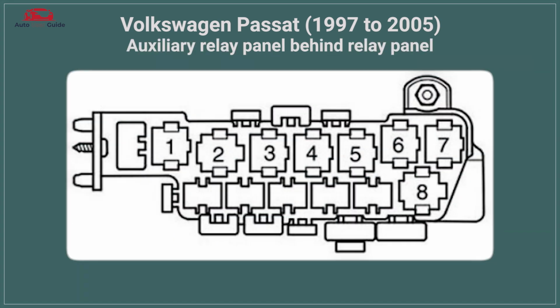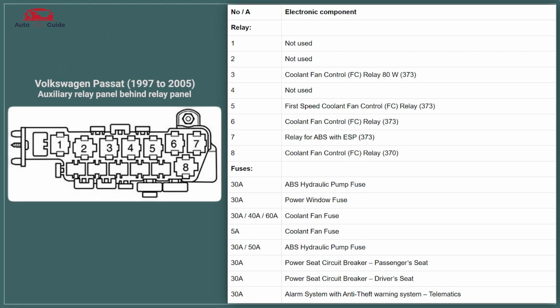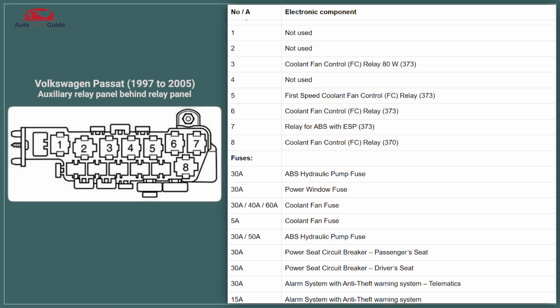The auxiliary relay panel behind the main relay panel in the Volkswagen Passat, 1997 to 2005, supports additional systems like heated seats, fog lights, and other optional equipment.